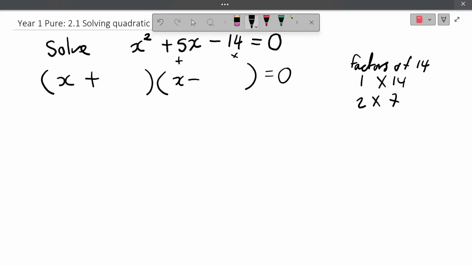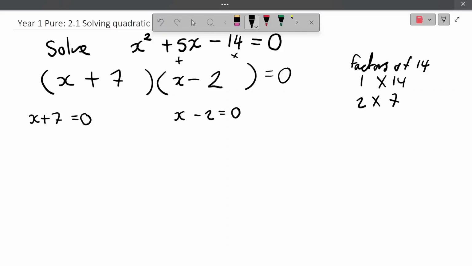And one of our factor pairs will get us to 5. So, for example, this time it's 7 minus 2, so plus 7 minus 2 equals 0. These are now two separate things multiplying together. So if I had x plus 7 equals 0, I wouldn't care what this x minus 2 is, because 0 times anything is 0. And if I had x minus 2 equals 0, then in the same way, x plus 7 could be anything it likes, because 0 times anything is still 0.